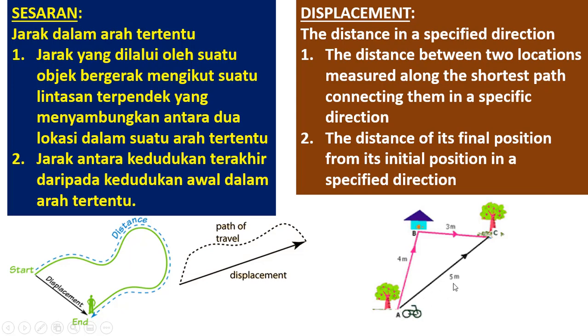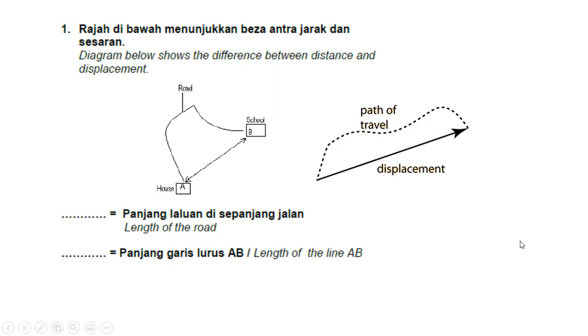Okay. So we have another question. We have two diagrams showing the difference between distance and displacement. So which one is the length of the road? So this is the road. The length of the road we call distance, and the length from A to B, the straight line from A to B, is what we call displacement.